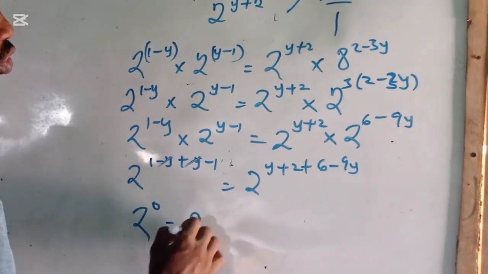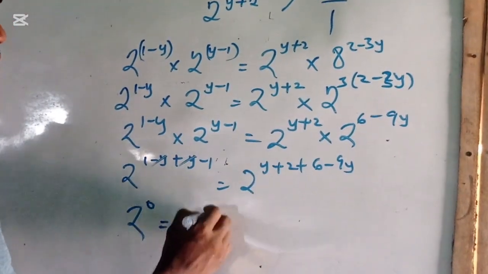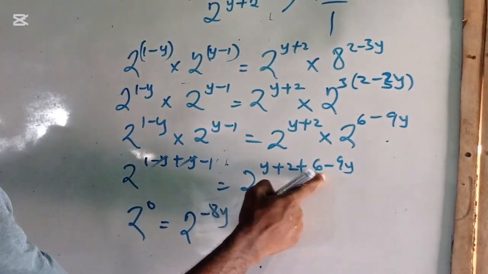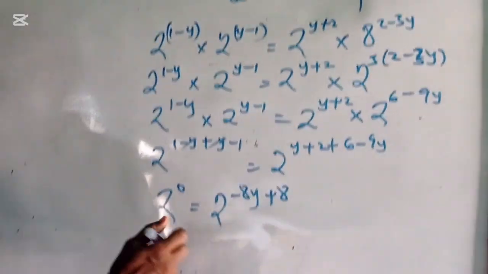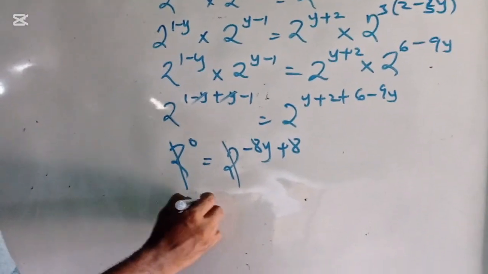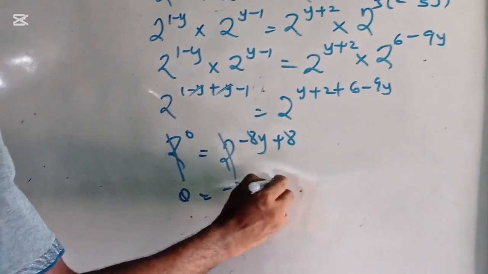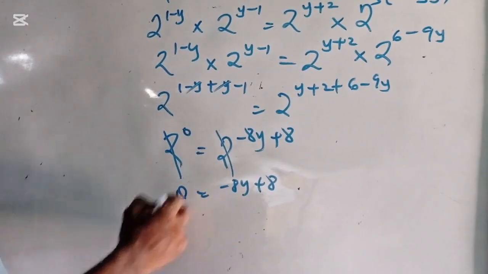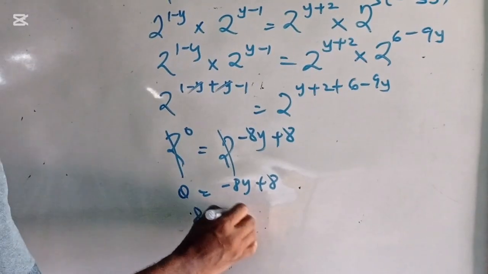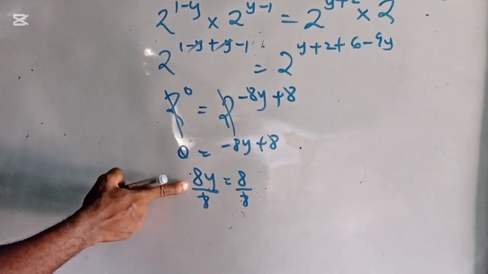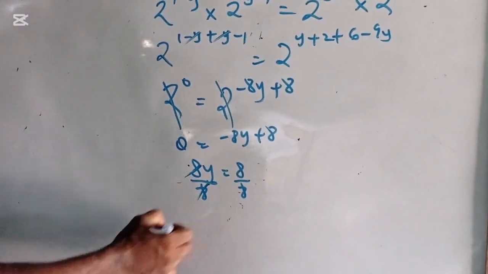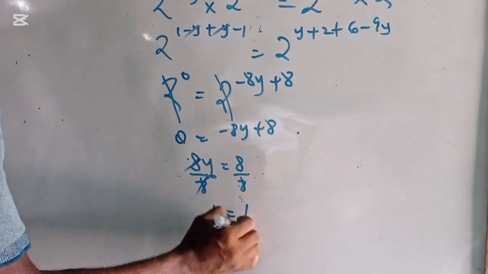So you now have y minus 9y, which is minus 8y. 2 plus 6 is plus 8. So in our case, base 2 will cancel out. So you have 0 equals minus 8y plus 8. When we collect like terms, we have 8y equals 8. Divide both sides by 8. Since 8 is the coefficient of y here, 8 will cancel 8. So y becomes 1.